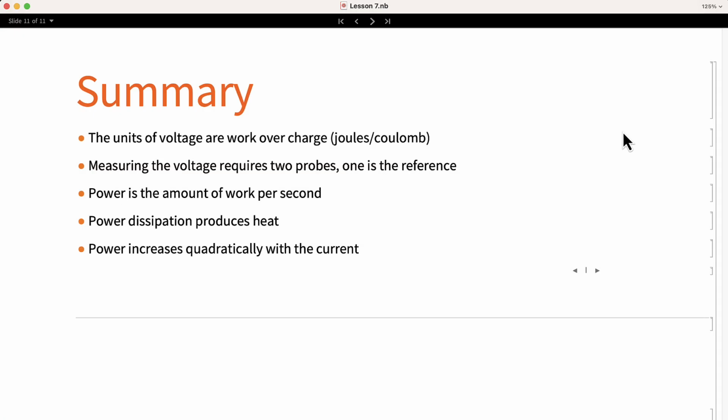As a summary for this lesson, the base units of voltage are work over charge, or joules per coulomb. Measuring the voltage requires two probes, and one is used as reference. Power is the amount of work performed in a second. The power dissipation produces heat, and last, the power dissipation increases quadratically with the current.